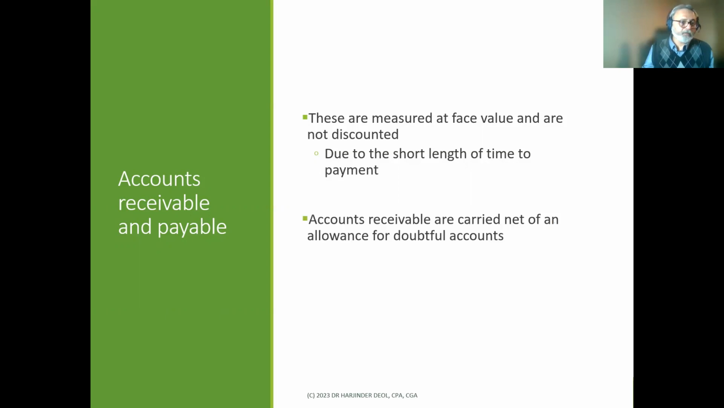And accounts receivable are reported net of an allowance for doubtful accounts. So net realizable value is what we report the accounts receivable at. And there is an assumption that under normal circumstances, where the rate of inflation is not very high, the amounts that we report for accounts receivable and accounts payable approximate what their present value would be.